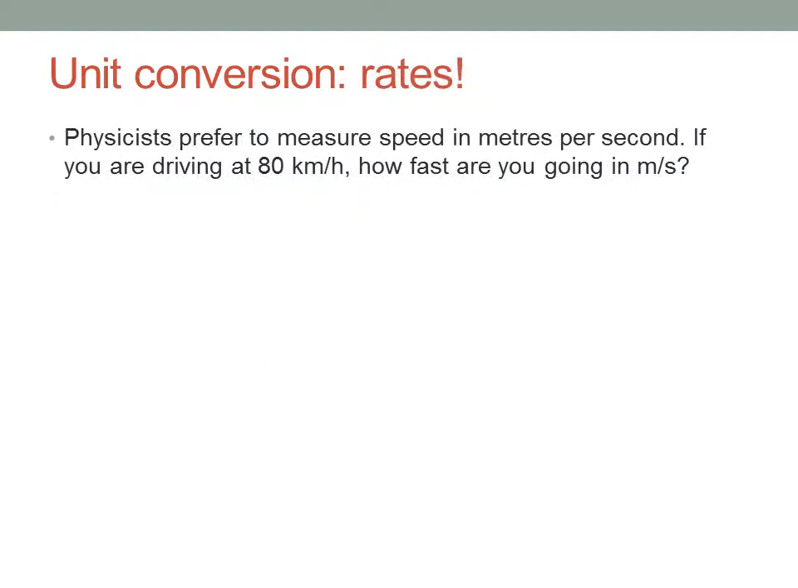The same method works equally well for rates as it does for simple measurements. Let me show you how to do it. Physicists prefer to measure speed in metres per second rather than kilometres per hour. If you are driving at 80 kilometres per hour, how fast are you going in metres per second? Well, let's set up a ratio. But what are the variables going to be? I've got distances and times. So write in the speed we've got, 80 kilometres per hour.